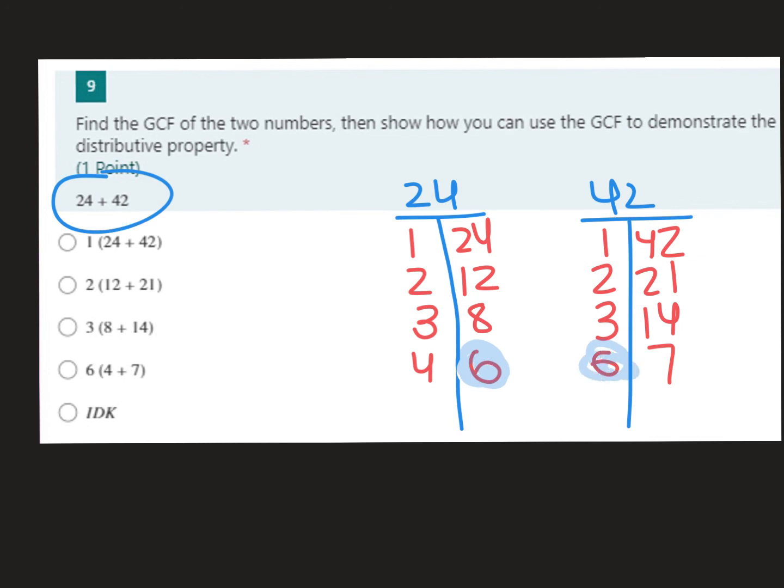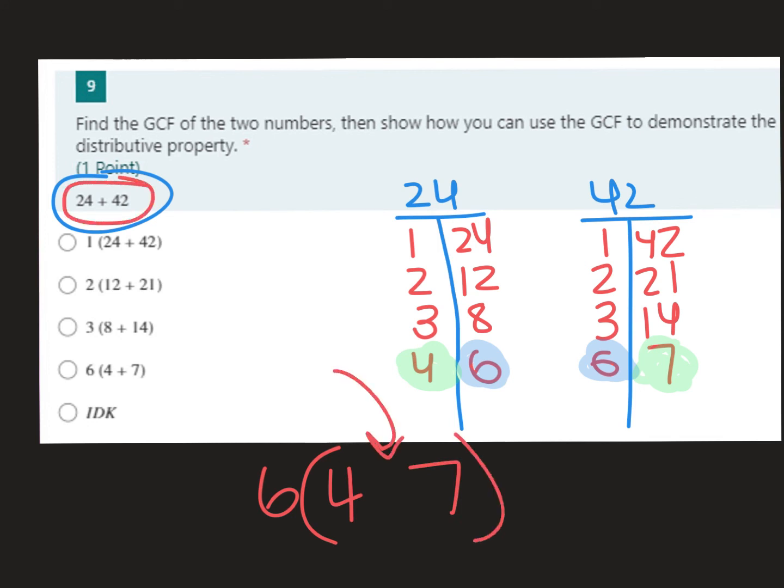So 6 will be on the outside of my distributive property. Well, what goes on the inside? The partner numbers. So 4 and 7. You always look for the number that was next to your GCF to help you. 4 and 7. What operation goes between those two comes from what you started with.